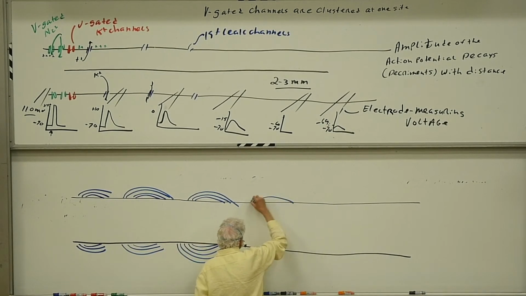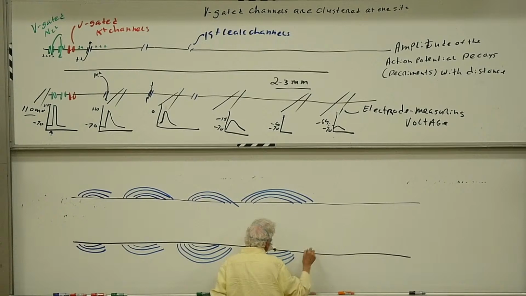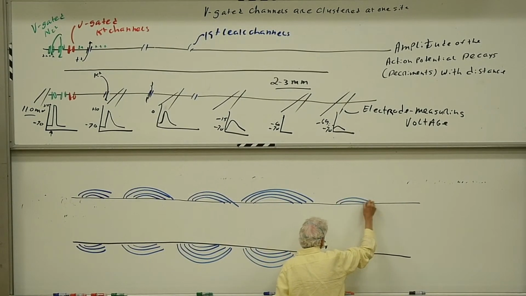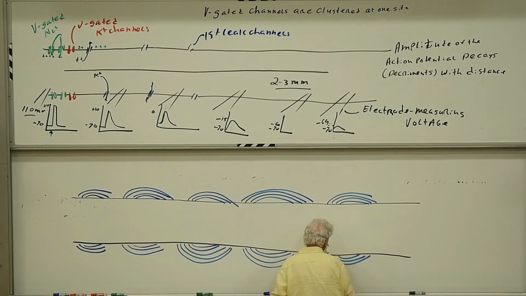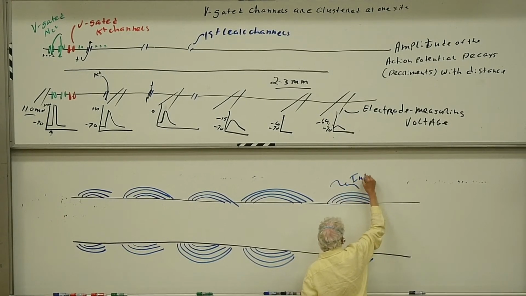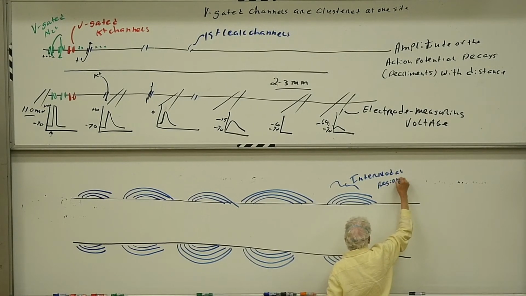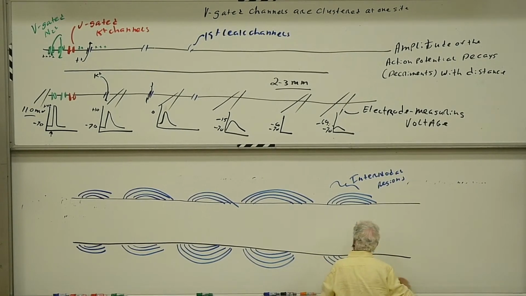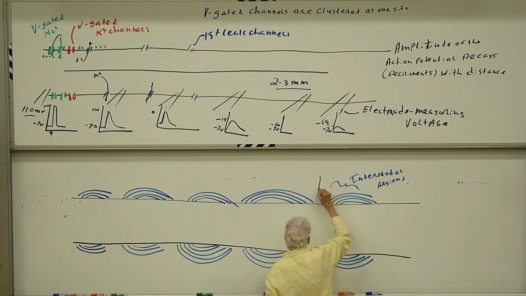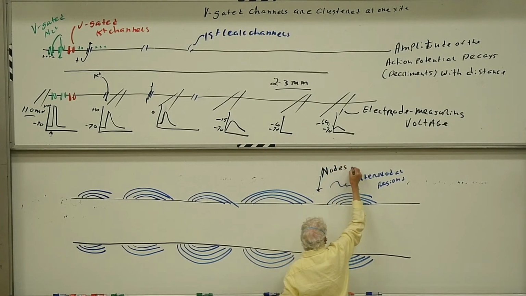And to remind you again, these regions that are covered by the myelination, these are called the internodal regions. So these are the internodal regions. And these sites here are called the nodes of Ranvier.